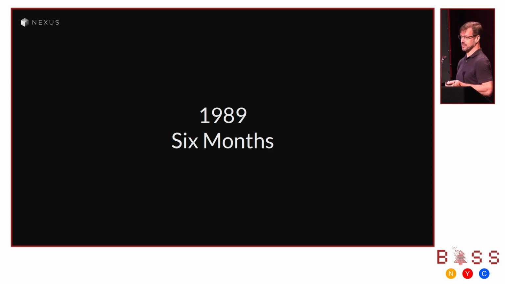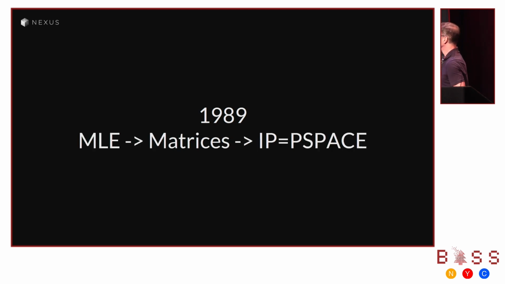The fun part then in the summer of '89 is that it took about 6 months to go from this cute little math trick to, by way of a journey, solving the permanent, which is a specialized problem on top of matrices, matrix calculations, to ultimately solving IP equals P space.